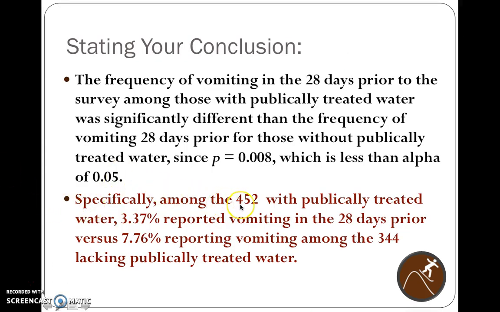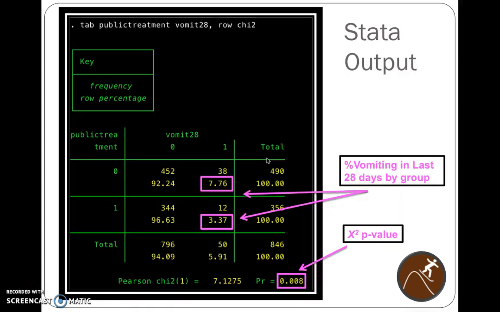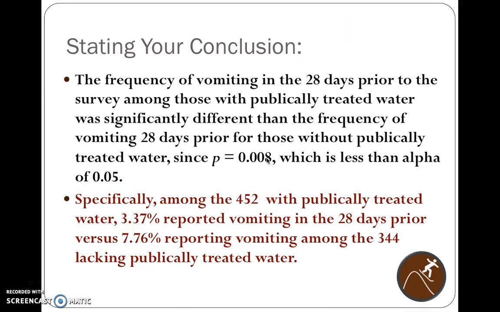And specifically, you can use that row information. You can say the publicly treated water group reported 3.37% of the water drinkers reporting vomiting last 28 days versus 7.76% among the 344 lacking publicly treated water. You can state it in a lot of different ways. The main thing is there's a statistically significant difference because 0.008 is less than alpha of 0.05, and you can look at this to see which frequencies are higher to determine who's the higher and who's the lower.